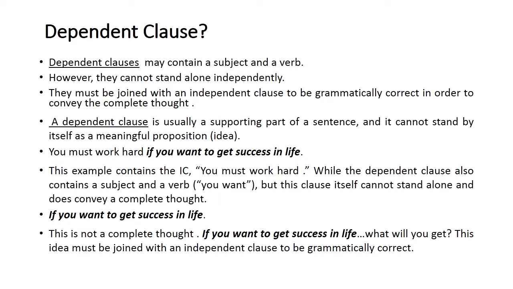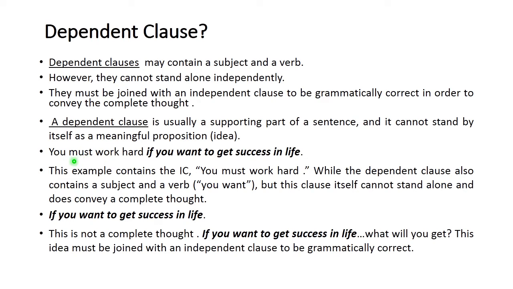Now, dependent clause. What is a dependent clause? A dependent clause may contain a subject and a verb. However, it cannot stand alone independently and cannot convey a proper meaning. It must be joined with an independent clause in order to convey a complete thought. A dependent clause is usually a supporting part of a sentence, and it cannot stand by itself as a meaningful proposition. So it has to be dependent on an independent clause in order to convey its meaning fully.